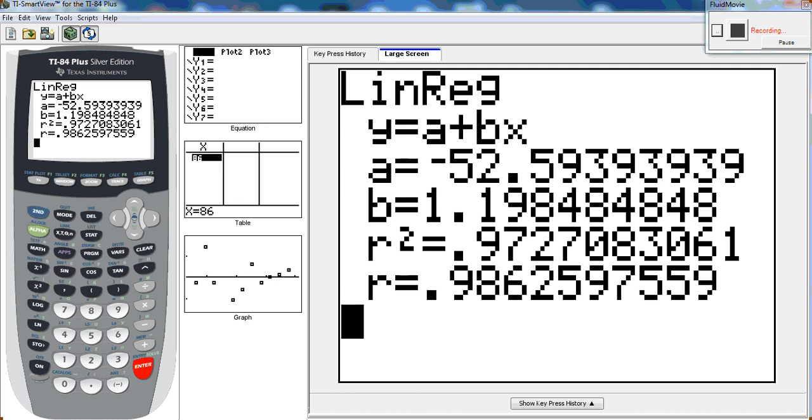Interpreting the slope and the y-intercept, the slope is approximately 1.2. So as the year increases by 1, the attendance is going to increase by approximately 1.2 million people. And then the y-intercept, they would say at year 0, Major League Baseball drew a whopping negative 52.6 million people. Again, that doesn't mean anything, because baseball was not around in year 0.